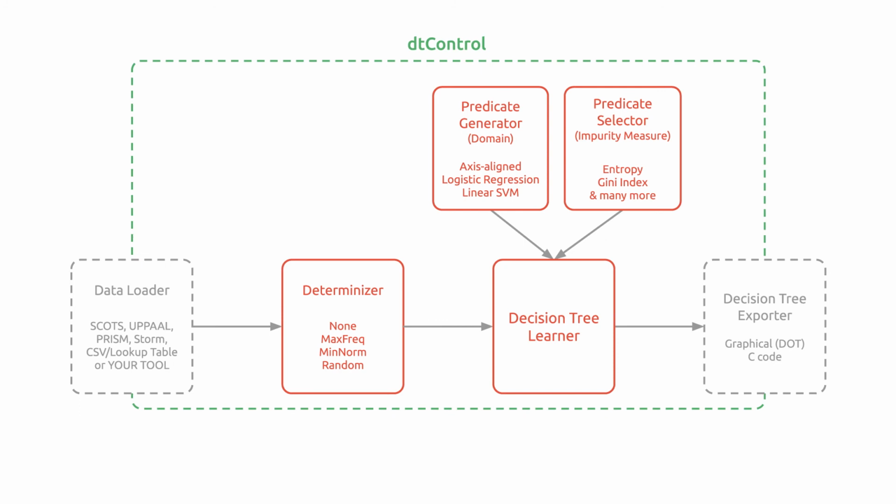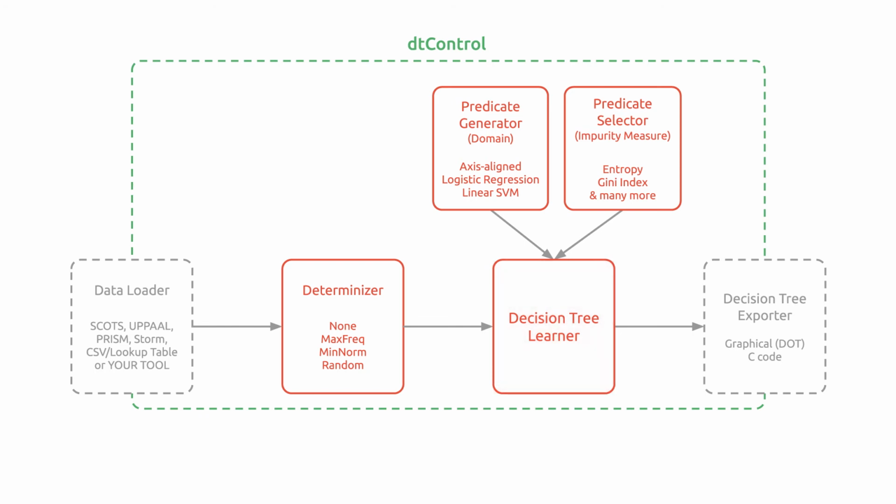The core modules include the determinizer, which allows one to preserve or reduce permissiveness of the input controller. The predicate generator sets the domain from which predicates are generated, and the predicate selector evaluates the impurity measure of each predicate at each node. The three modules are orchestrated by the decision tree learner.